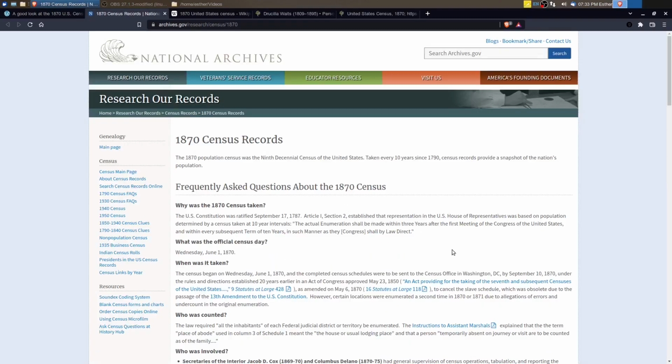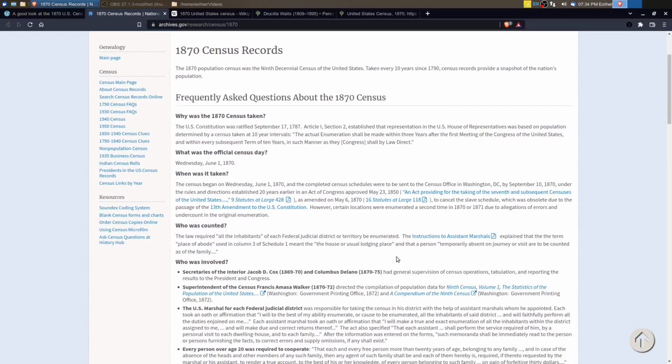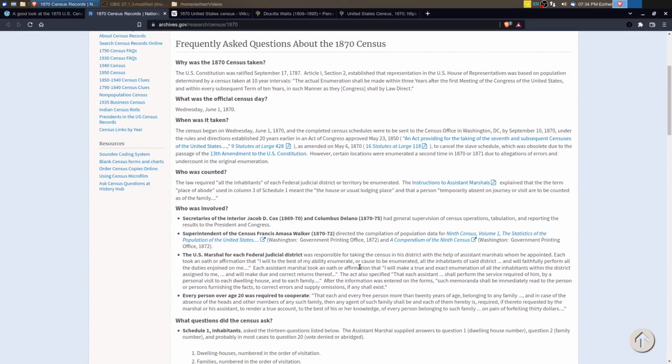So the 1870 census was the 9th census taken in the United States since 1790. The official census day was June 1st, 1870, and it was completed by September 10th, 1870 for the most part. The U.S. Marshals were primarily responsible for actually conducting the census and collecting the statistics. The superintendent of the census was Francis Amasa Walker, and he was underneath the Secretaries of the Interior, Jacob D.